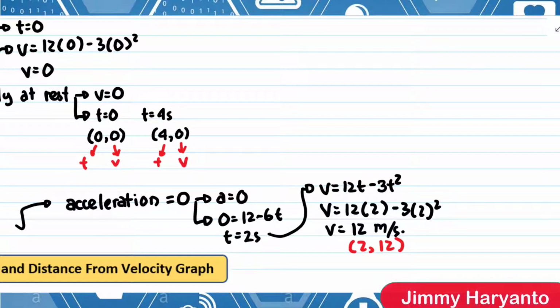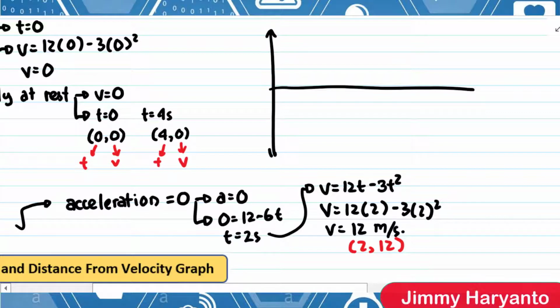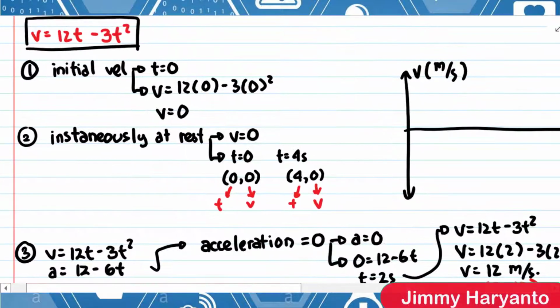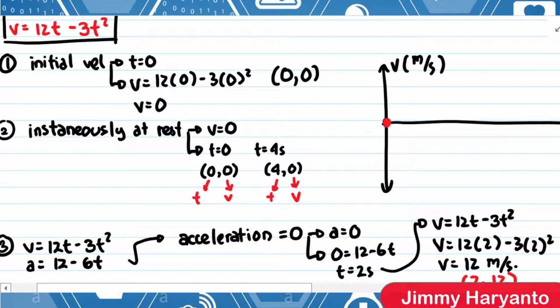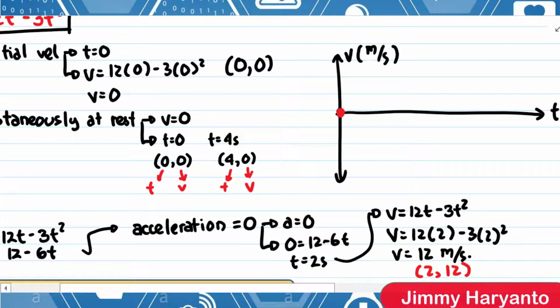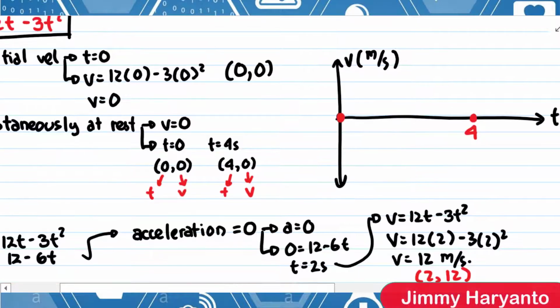Now it's time for us to sketch. To sketch, you have to put the v for the y-axis and the time for the x-axis. This one is meters per second and this one is seconds. We'll start from the initial velocity 0, 0, so we will start from here, 0, 0, and then instantaneously at rest means 4, 0. 4, 0 is right here. That means later the velocity will be 0 at 4 seconds. Yeah, 4, 0, and then 2, 12.